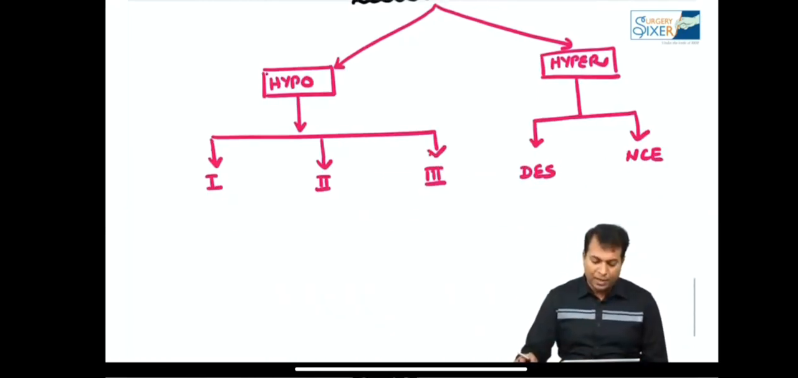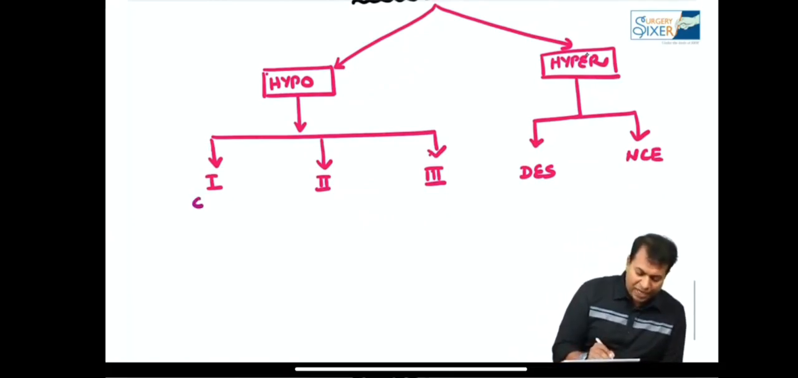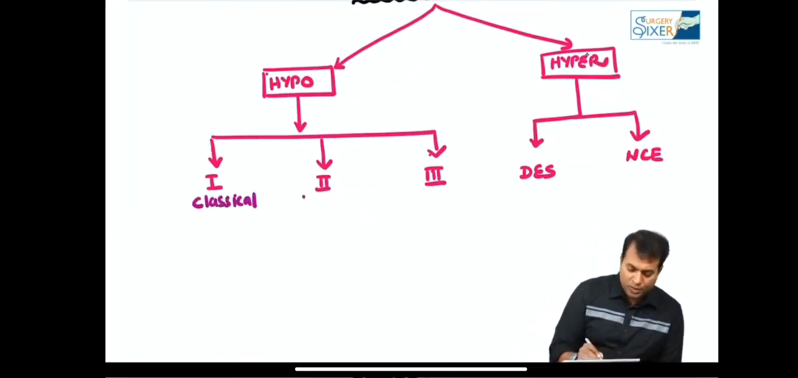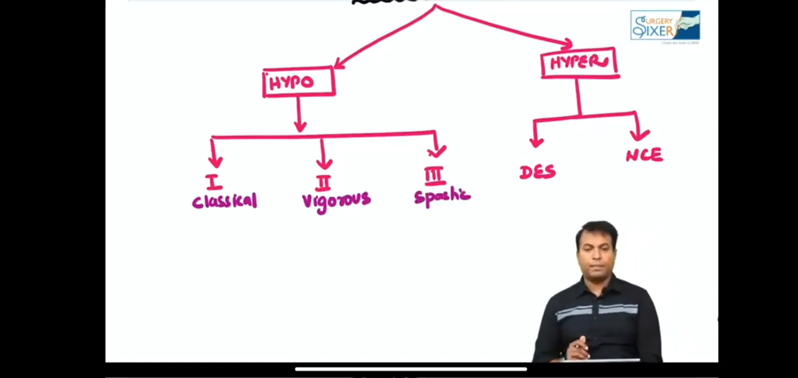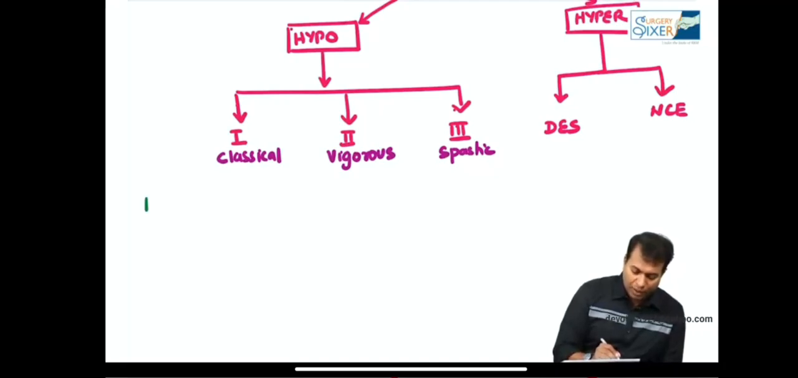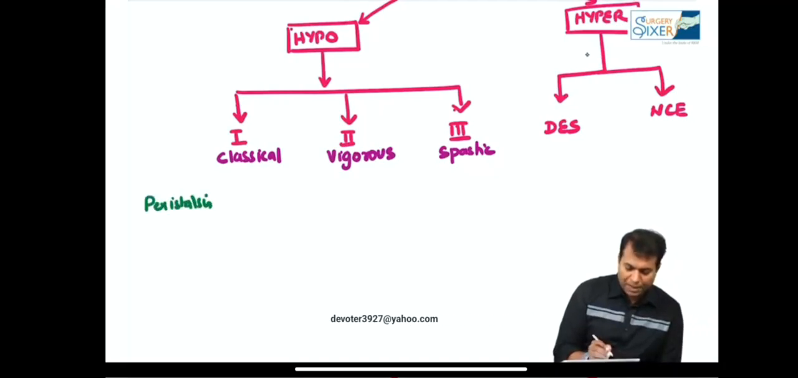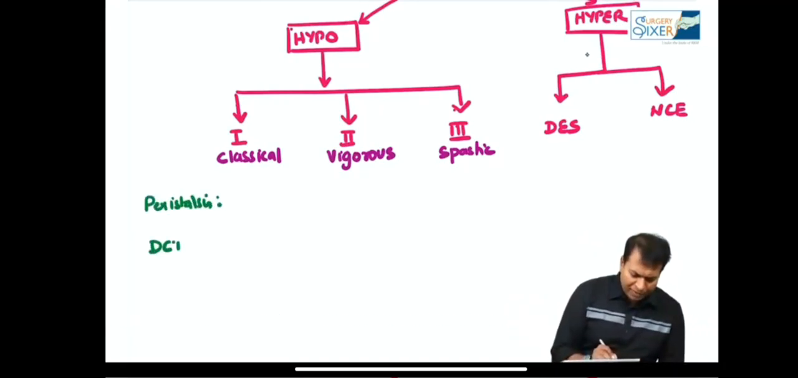Okay, so now you have to remember here the types of achalasia. Type 1 achalasia is known as classical achalasia. Type 2 is not named vigorous achalasia, but the features are of a vigorous nature. Type 3 is spastic achalasia. So now in this file, I am going to discuss peristalsis, DCI, and integrated relaxation pressure for all these types.